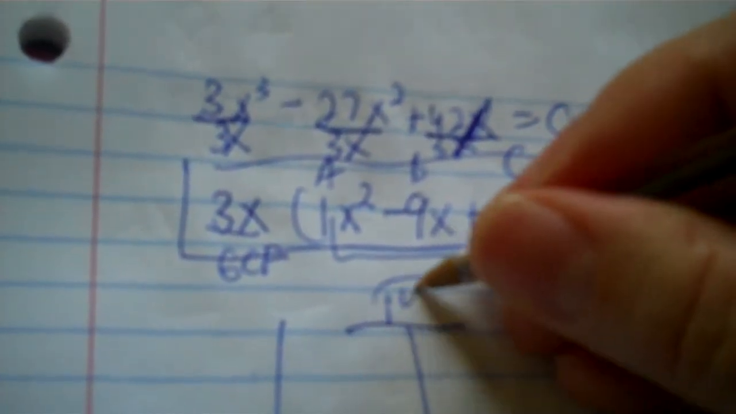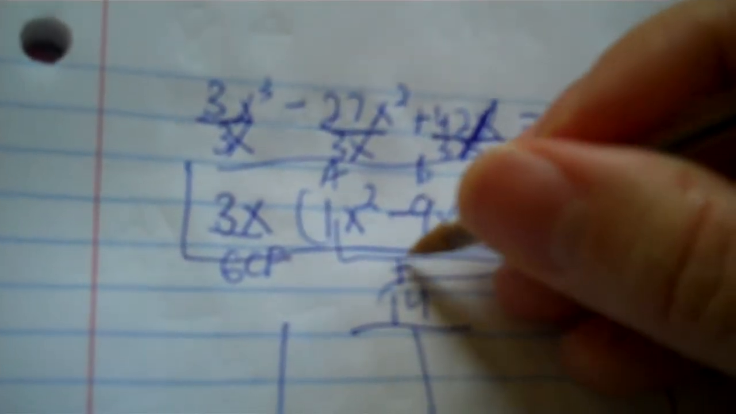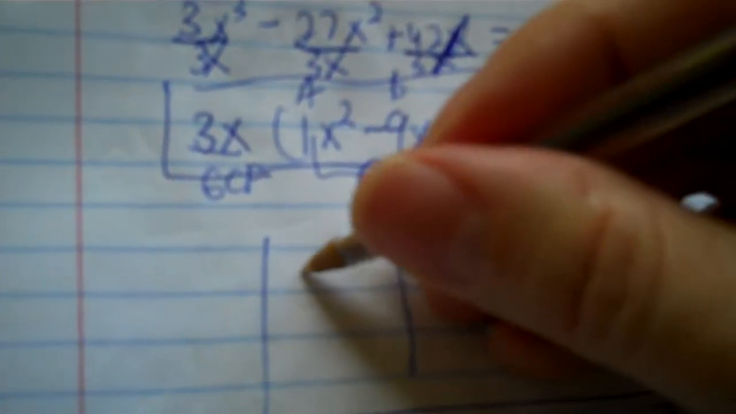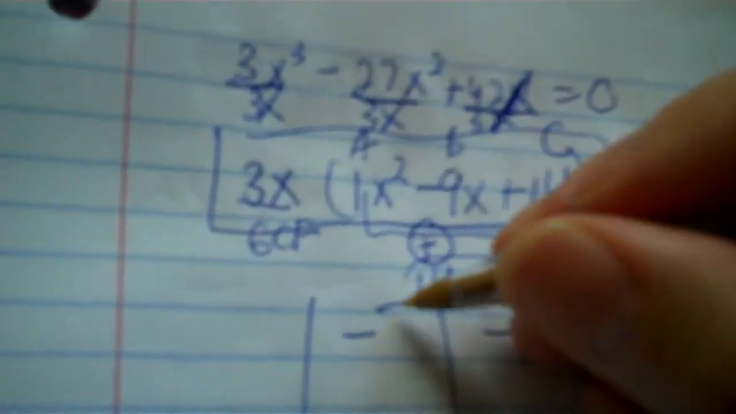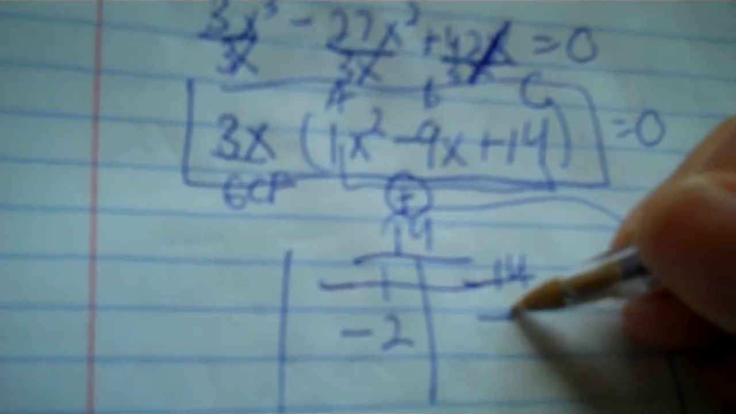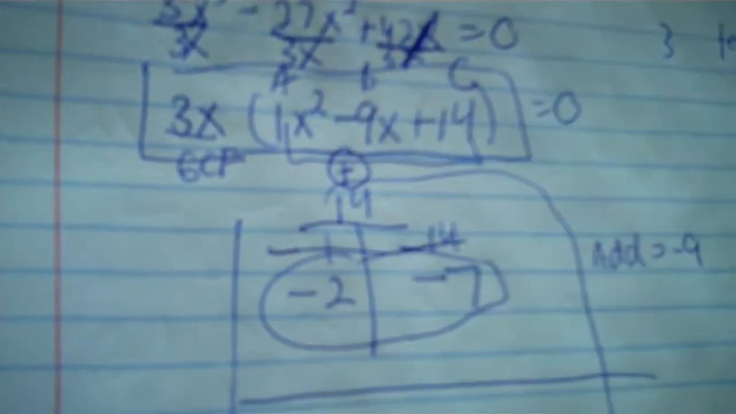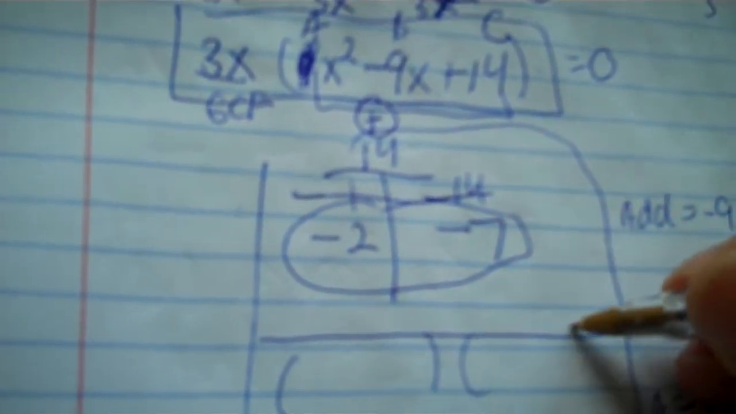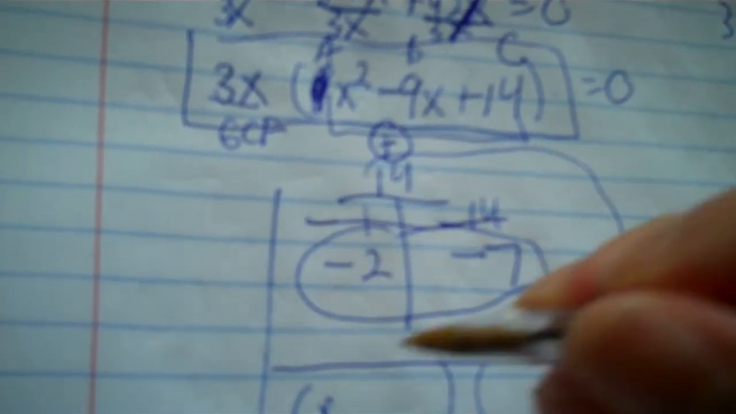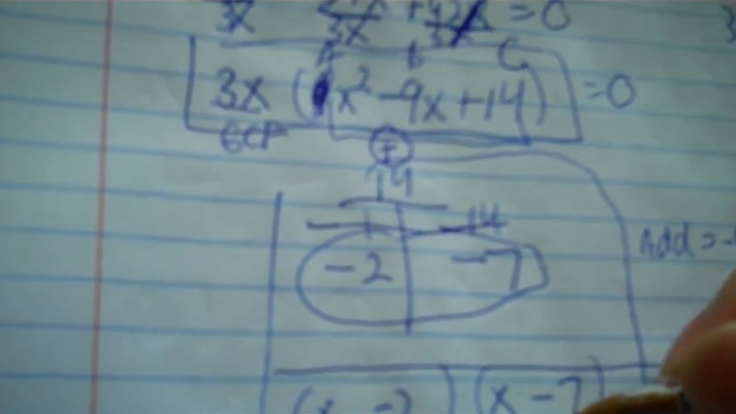So 1 times 14 is 14. Positive 14, so match the signs. So you can always switch them to positive. And we're adding to get to negative 9. 1 and 14, nope. If I divide by 2, I get 7, and that adds to negative 9. Now the a up there in front of the x to the second is a 1, so I'm allowed to delete that and just make 2 parentheses. So it's x minus 2 and x minus 7.